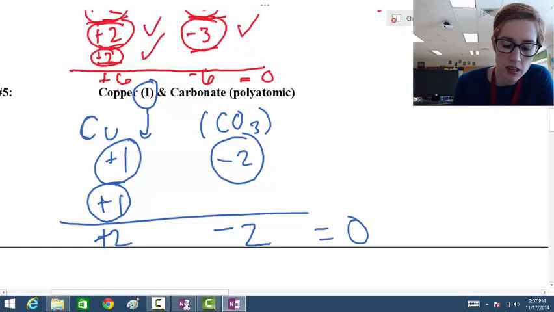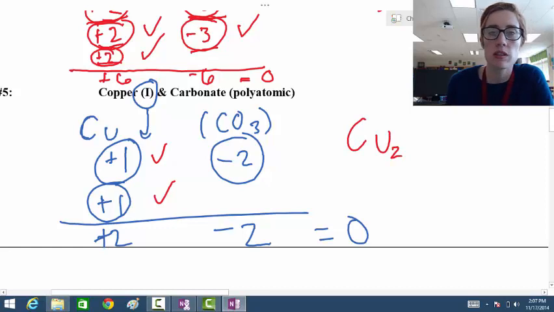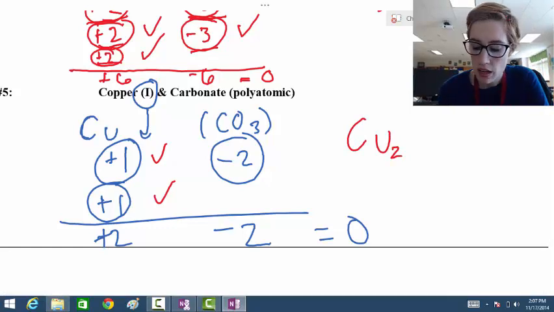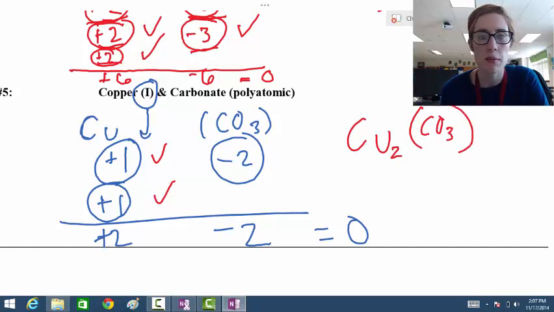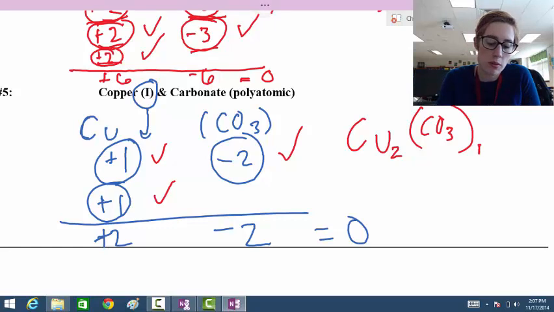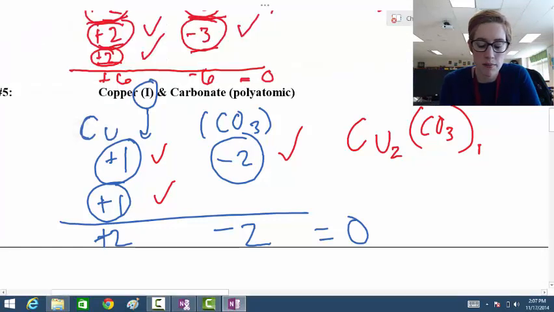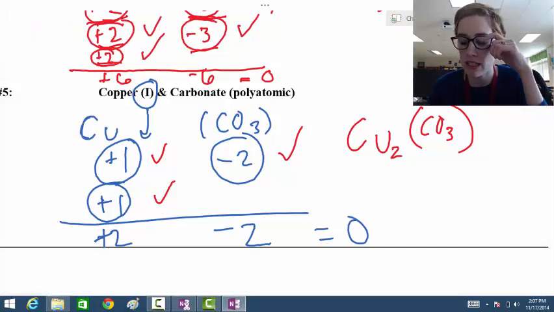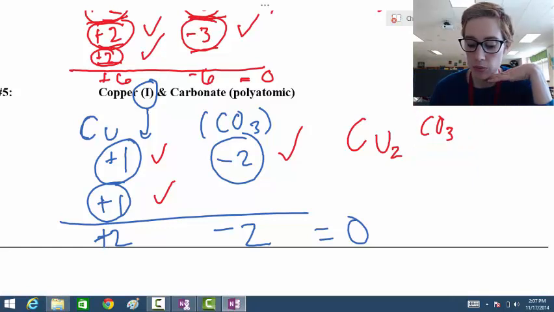So let's see, how many coppers did I use? I used 2 coppers. So I write Cu and then a little 2 at the bottom to indicate I have 2 coppers. Carbonate is a polyatomic ion, and you always have to put polyatomic ions in parentheses. I only have 1 carbonate, so I don't put a number here. I could put 1, but we don't do that. Remember, 1 is pretty much assumed to be there, so I can just leave it blank. Sometimes, if you don't have a bunch of carbonates, then you don't even have to put the parentheses there.